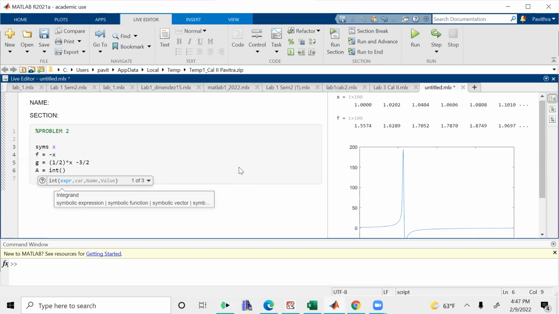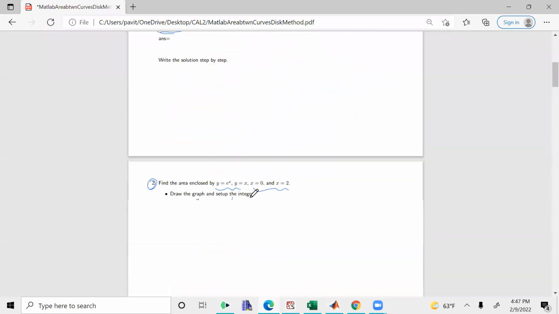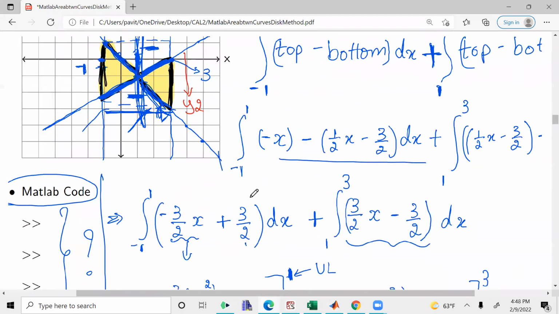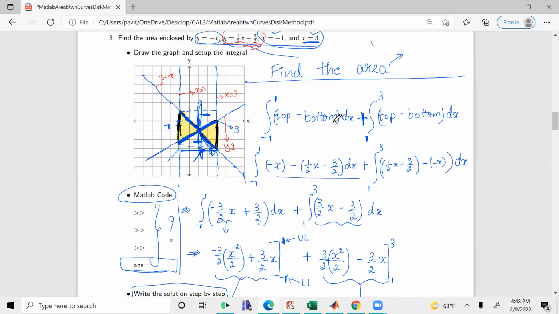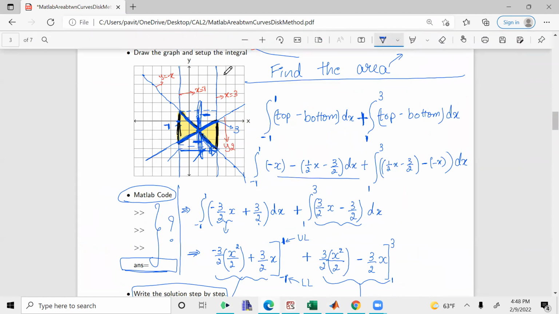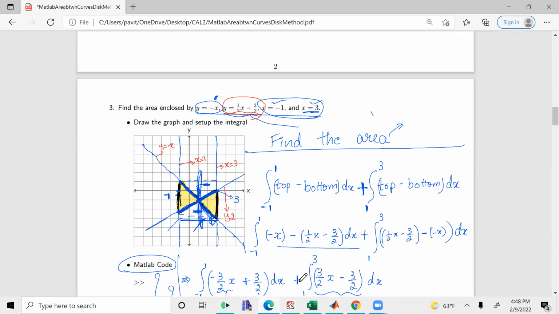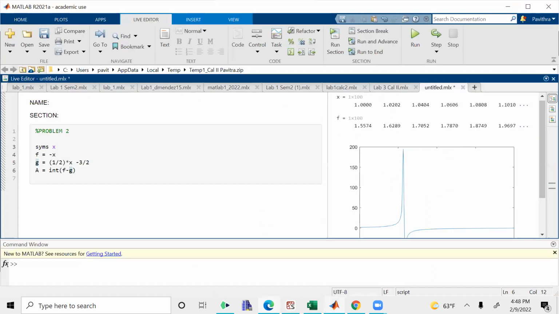So what is it asking? It is asking for expression, variable, name, and value. Okay, so first we will write a function that is f minus g. Why is it f minus g? Problem 3. Okay, here you can see it is top minus bottom, right? So we are using this function, y1 here, y2 here. So y1 minus y2, function 1, function 2. I'm going to use the same formula there.